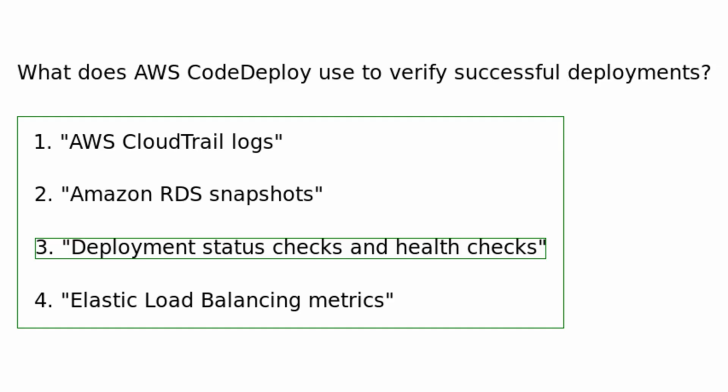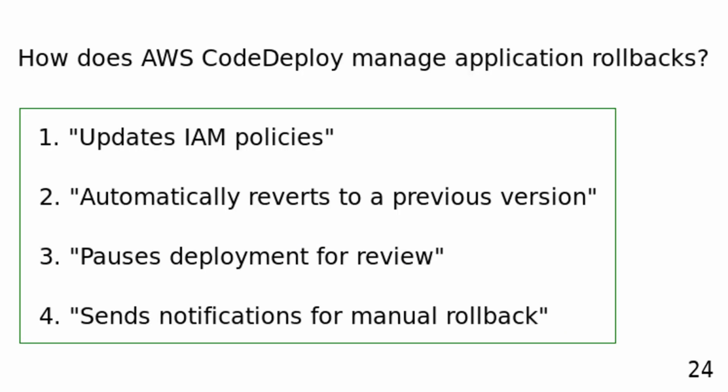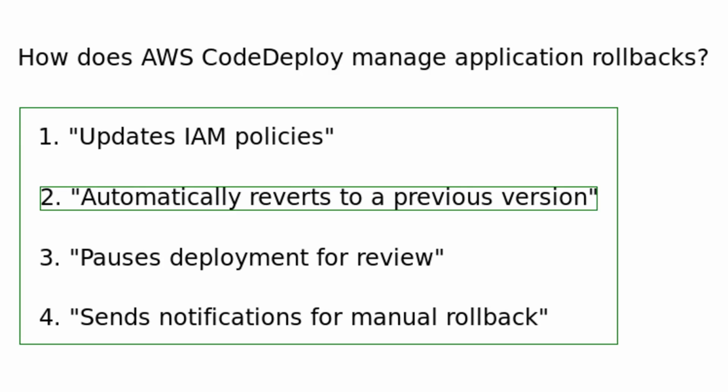How does AWS CodeDeploy manage application rollbacks? Updates IAM policies. Automatically reverts to a previous version. Pauses deployment for review. Sends notifications for manual rollback. AWS CodeDeploy manages application rollbacks by automatically reverting to a previous version if deployment issues occur.